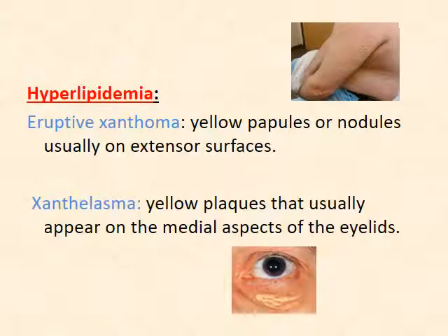Signs of hyperlipidemia can be obvious in the skin, like xanthelasma, which is a yellowish flake around the eye, like in this photo, or eruptive xanthoma, which is a yellow papule or nodule, usually on an extensor surface.